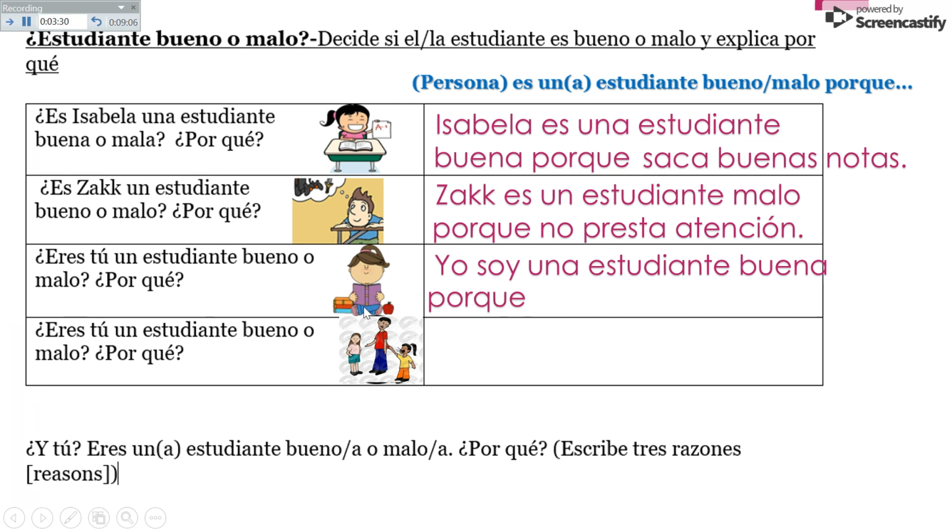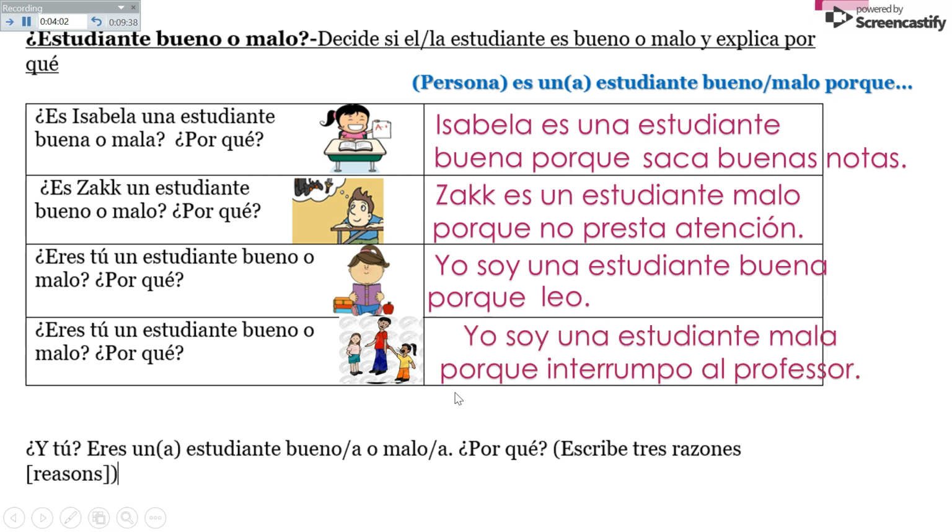If you can recall from a previous unit, the word for to read is leer. But again, we're going to alter that verb because we're talking about ourselves. We're saying I read. And to say I read, we use leo. Whenever we're talking about something that we do, we use the letter O. All right, try the next example on your own. All right, if you wrote, yo soy una estudiante mala porque interrumpe al profesor, you are correct. And this concludes our notes segment. Thank you so much.